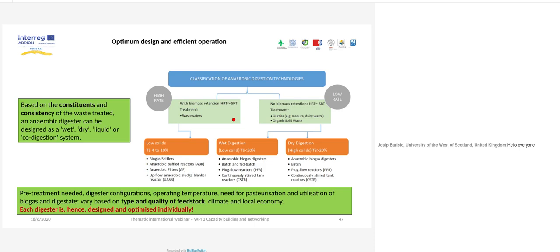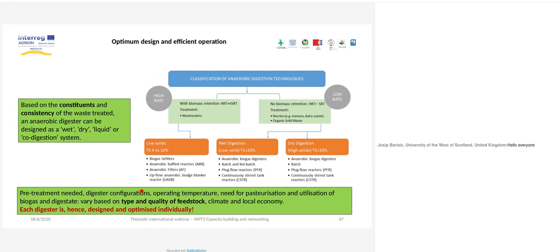Now to the optimum design and the efficient operation of these biogas plants. You see here we have a diagram regarding the classification of anaerobic digestion technologies. And this classification is based on the constituents and the consistency of the waste treated. So we have anaerobic digestion systems designed for wet, dry, or liquid digestion.